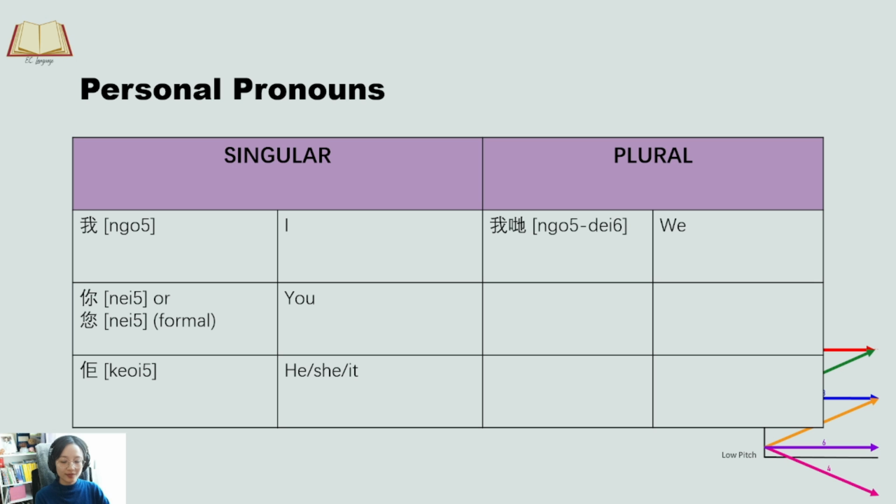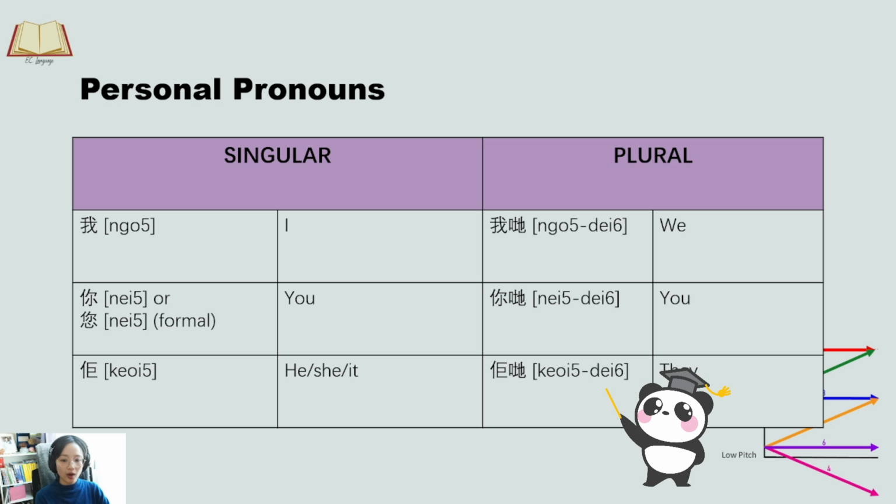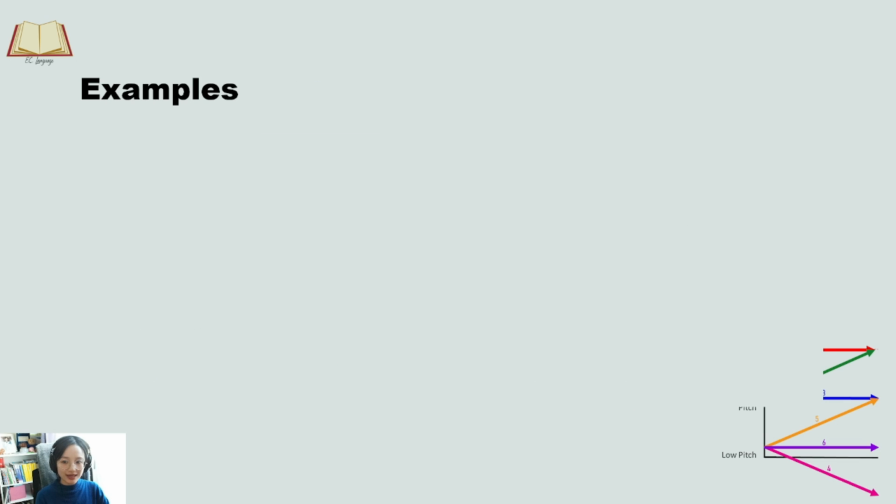Now for the plurals, we've got 我哋, which means we. And then 你哋, which means you in the plural sense, like you guys or you all. Finally, we have the third person plural, 佢哋, meaning they. Now let's look at some example sentences.